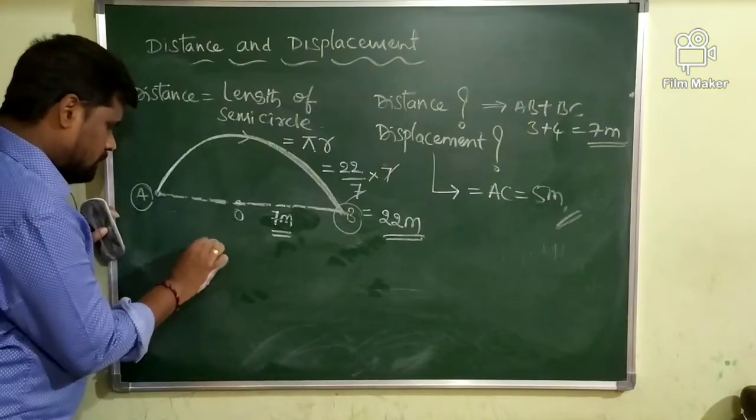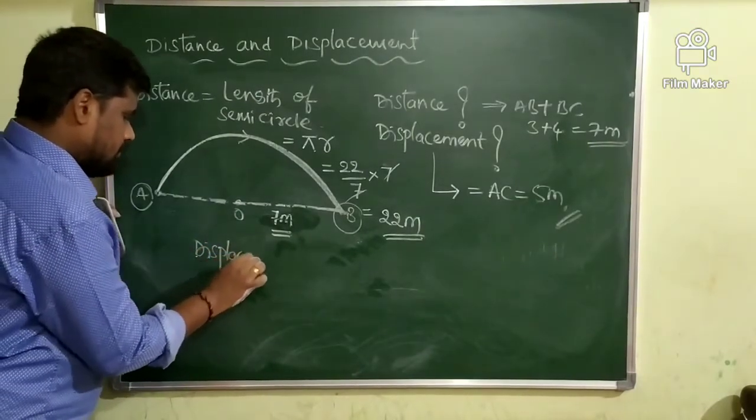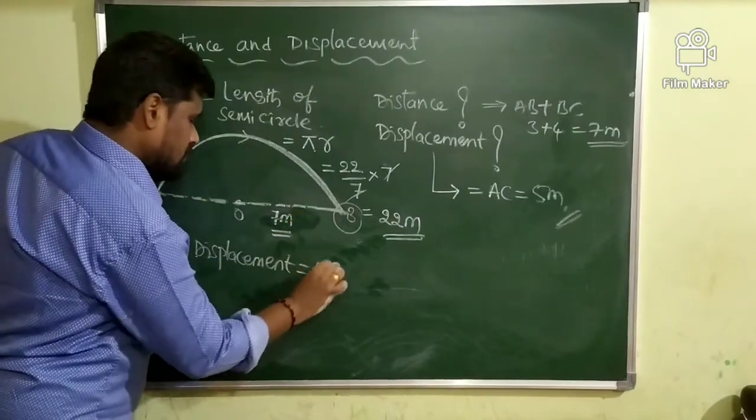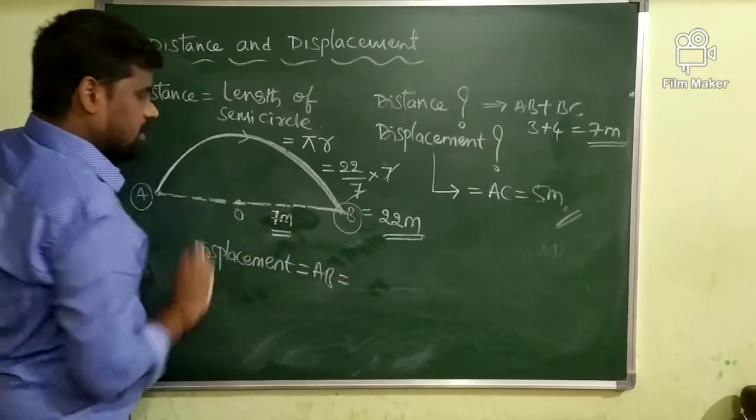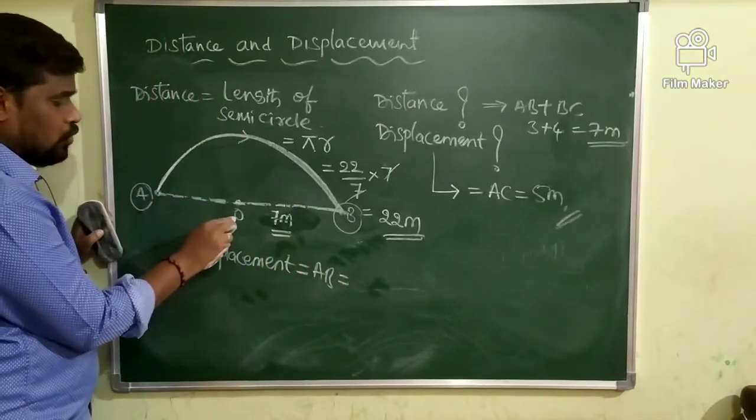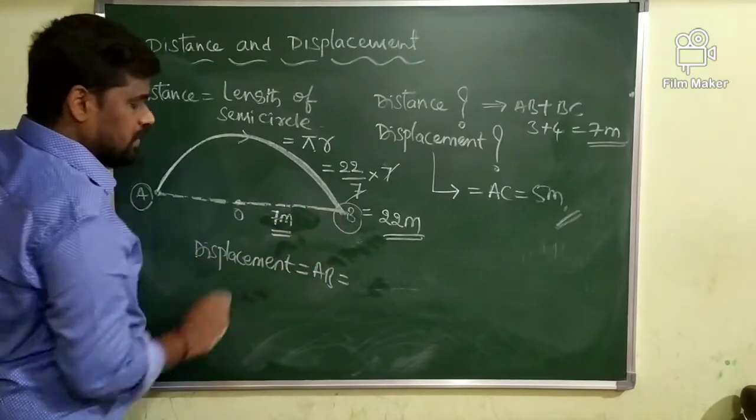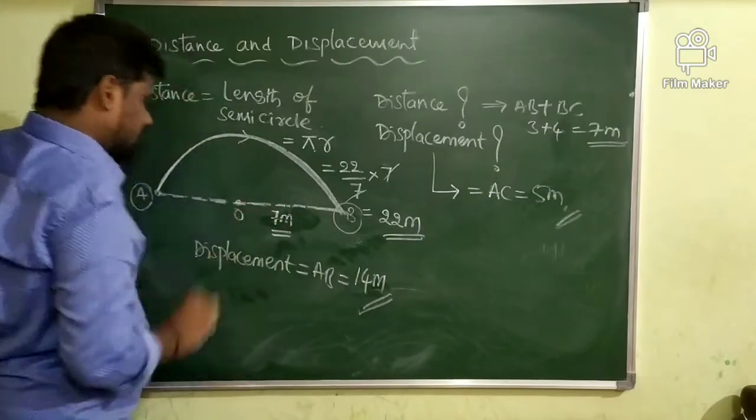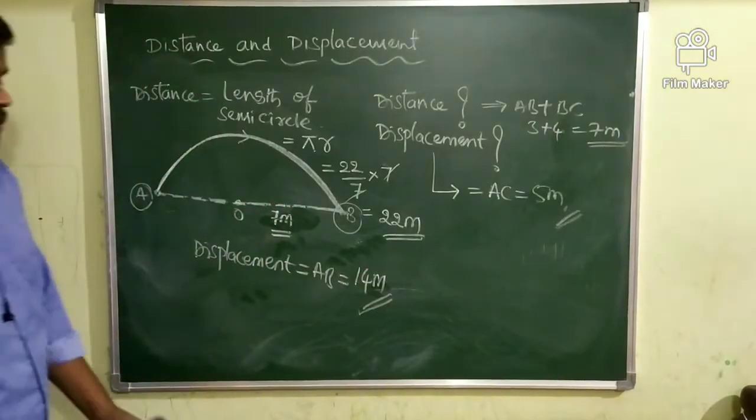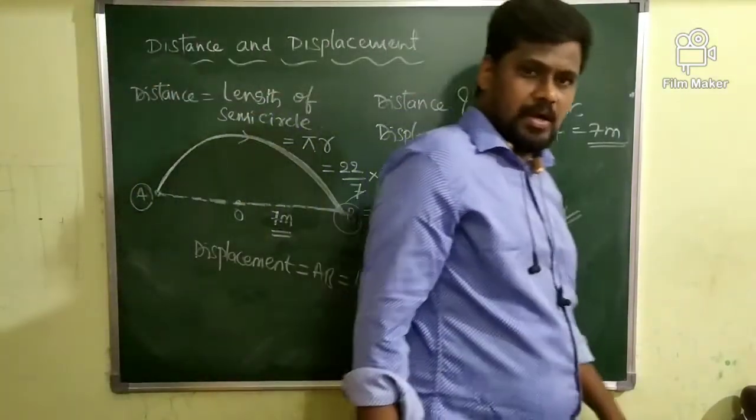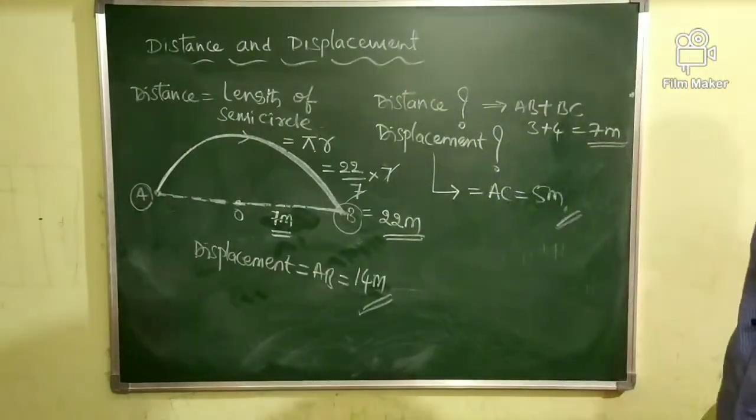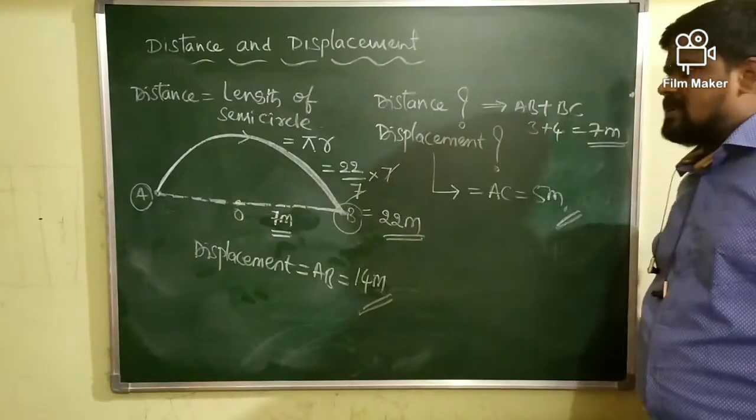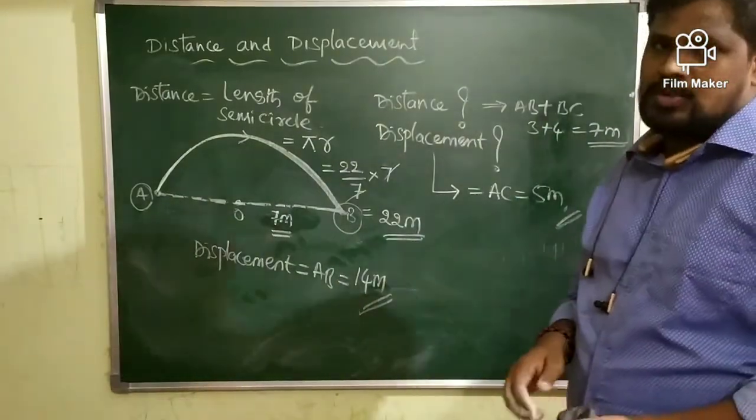Therefore, what can I write now? Displacement is equal to AB. What is the length of AB here? A to O is 7 meter, O to B is 7 meter, total 14 meter. The displacement of the body is 14 meter. Okay? Done with the second example. Shall I move to the third example now?